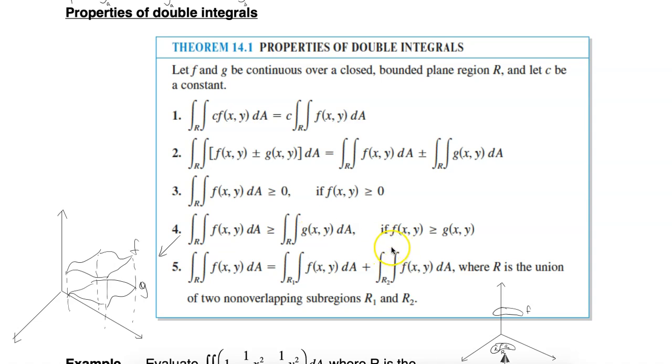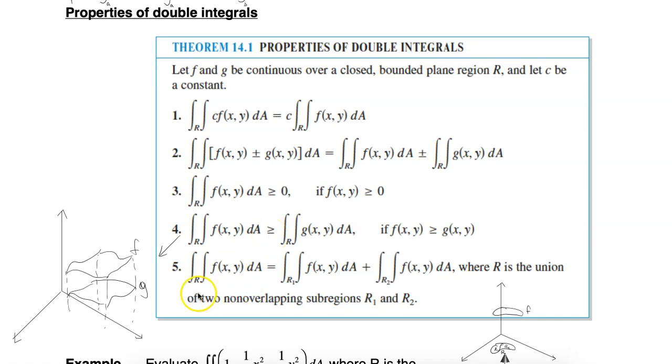Number 4, if a function f is higher than a function g for all points in the region, which is shown here, f is higher than g for every point in the region, then the double integral of f is going to be greater or equal to the double integral of g. And if we remove the equal, then the equal would also be removed here.